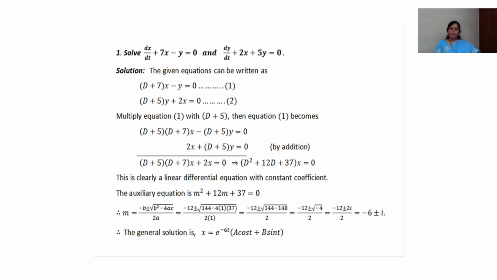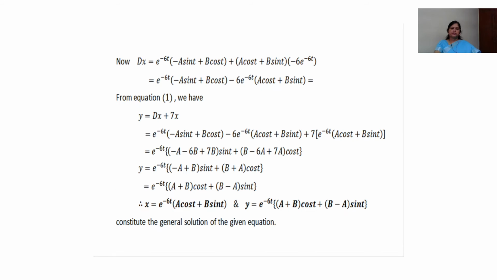So we got the complex root here with alpha is equal to minus 6 and beta is equal to 1. Therefore, the general solution, that itself is x here. So x is equal to e to the power minus 6t into (a cos t plus b sin t). So now we got the value of x. Now after finding the x value, we are going to get the y value from the given equations.